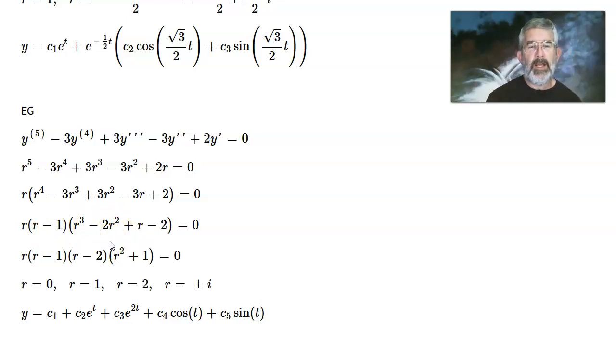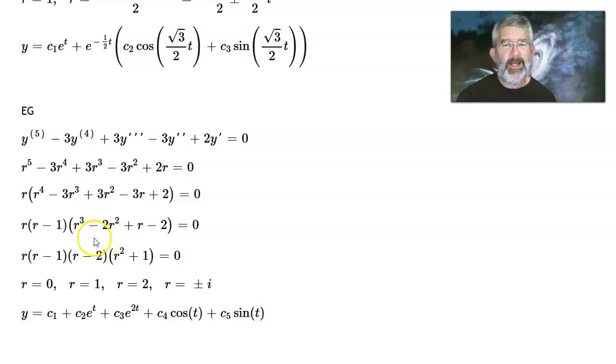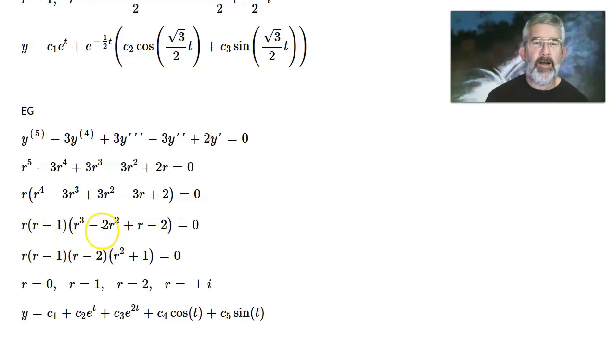I can then look at the r squareds in a similar way, and I can look at the r's and figure out what has to be there anyway. So I've got this now factored into 2 linear factors and a cubic. I ought to be able to factor that cubic further.